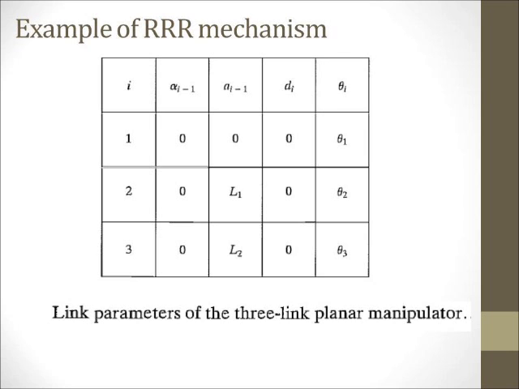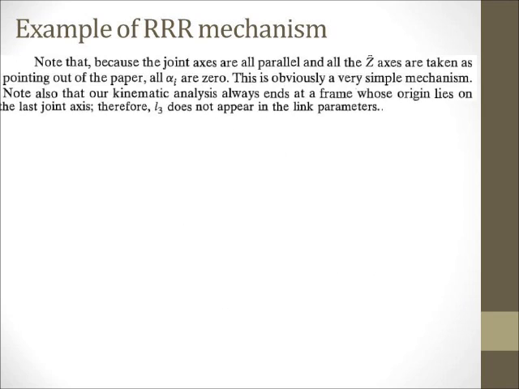But I would like lastly to note that because the joint axes are all parallel and all the z-axes are taken as pointing out of the paper, all alpha i's are 0. This is obviously a very simple mechanism. Note also that our kinematic analysis always ends at a frame whose origin lies on the last joint axis. Therefore, L3 does not appear in the link parameters.